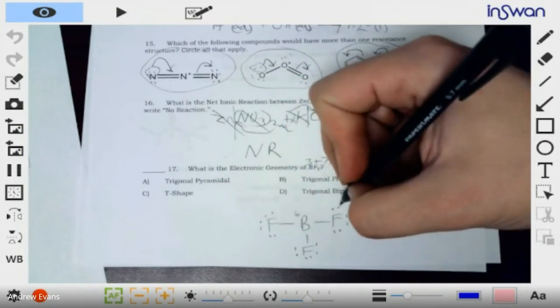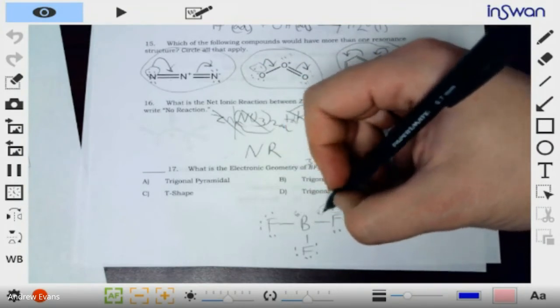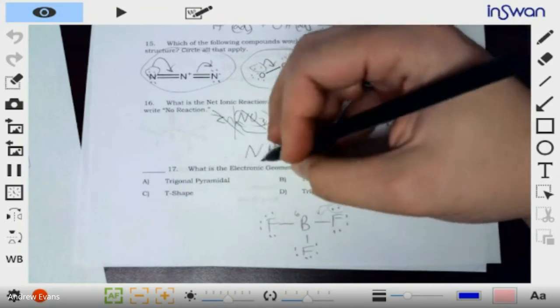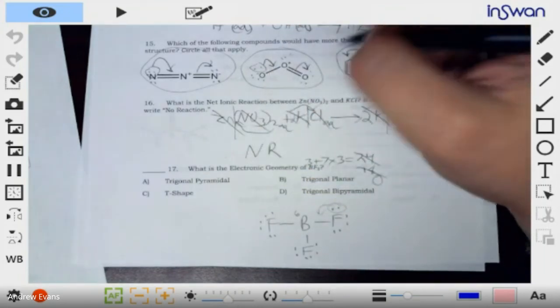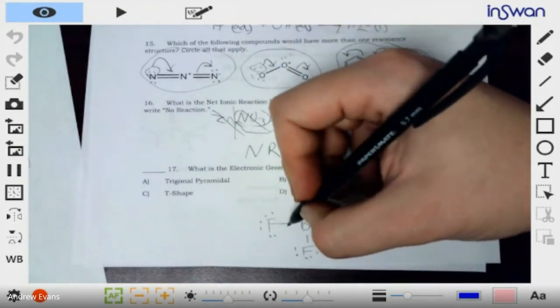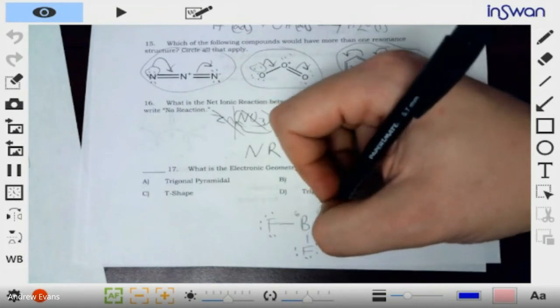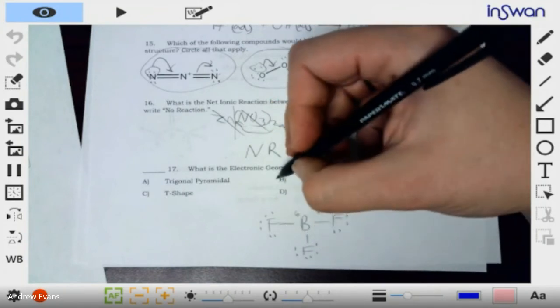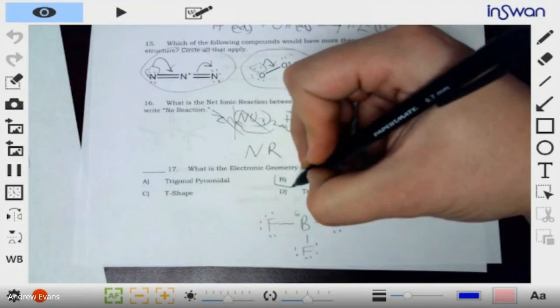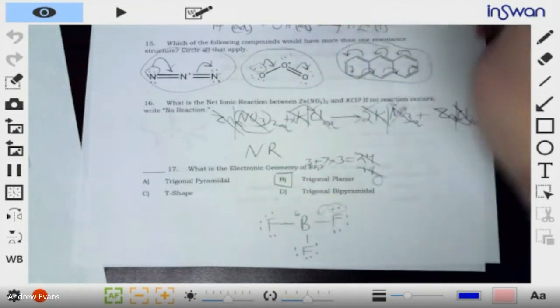However, if you did something crazy and moved that into a double bond, would this change my answer? No. How many electron domains does boron have? 1, 2, 3. What would the answer have to be then? Trigonal planar.